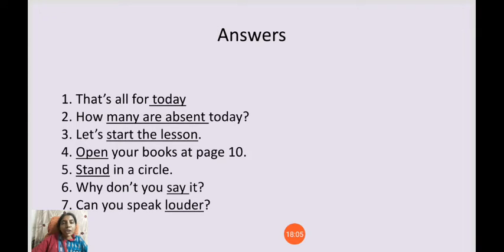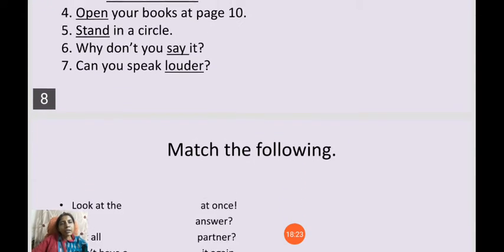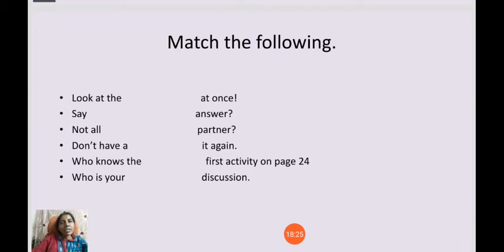I think you are able to fill the blanks. If you are able to fill the blanks, that means you are doing very well in learning. You can understand English very well. Now look at another one. Here it's a very easy thing for you.